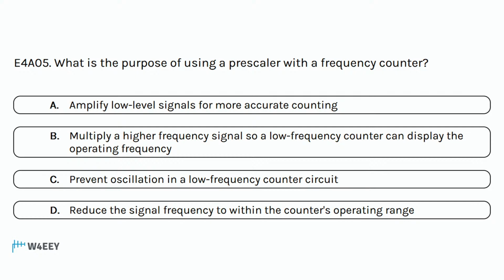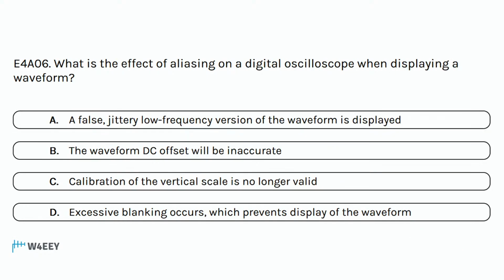Delta. Delta, yeah. If you've got a 500 megahertz frequency counter, which was typical back in the day, and you wanted to measure a 1 gigahertz signal, well, you had to put a prescaler in between to reduce the signal frequency to within the counter's operating range. That's a prescaler. And what is the effect of aliasing on a digital oscilloscope when displaying a waveform?